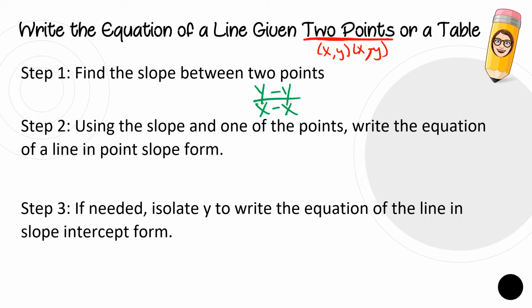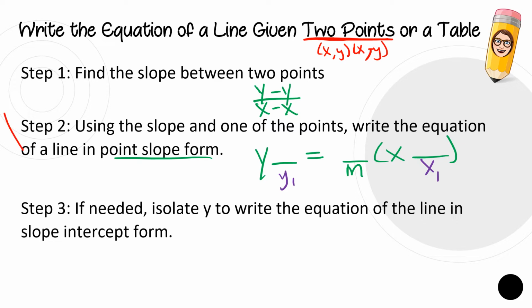Once we know that slope, we want to write in point slope form. We've been doing this for quite a while now. It's the same setup, the same layout. The m's written in front of the x. You pick a point to write with the x and with the y. Now step 3, if needed, you want to isolate and solve for y. But today, we're going to concentrate on these first 2 steps.